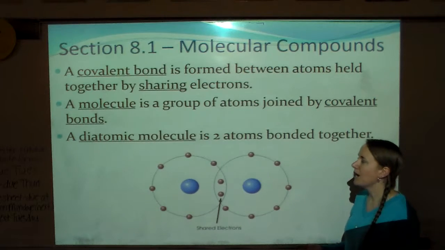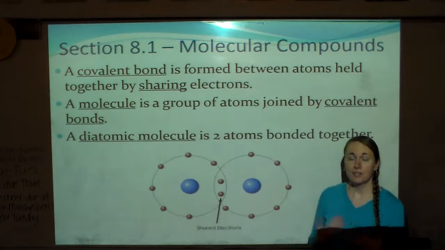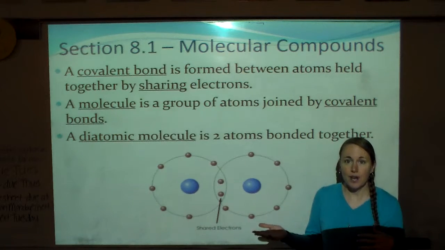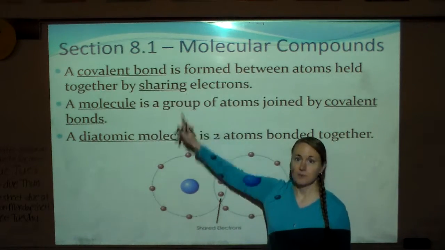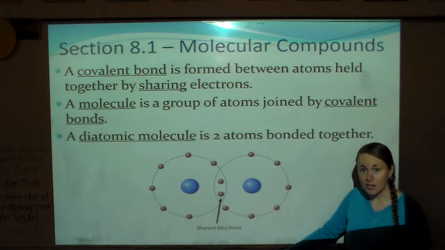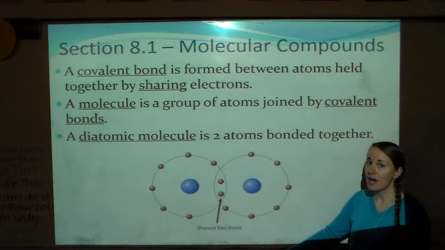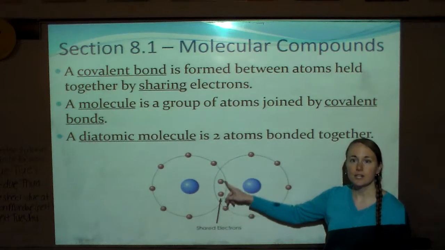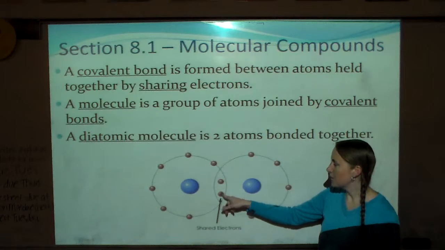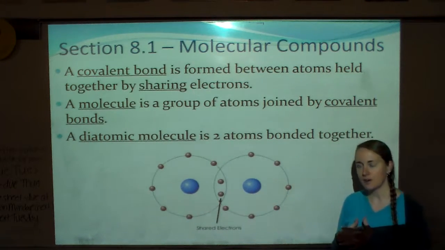So sometimes two atoms may bump into each other and they both need another electron. So in that case, no one wants to give one up. So what they're stuck doing in that case is they're stuck sharing the electrons. Now, when they share, the electrons that are being shared belong to both atoms. Okay, so these atoms right here are sharing these two electrons. That means these two electrons belong to this one, but they also belong to this one because they're sharing.